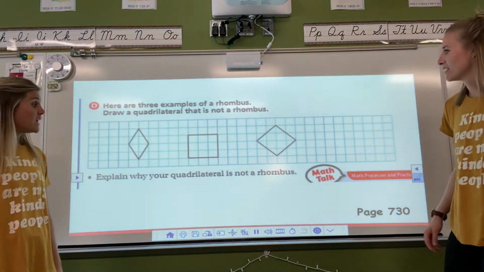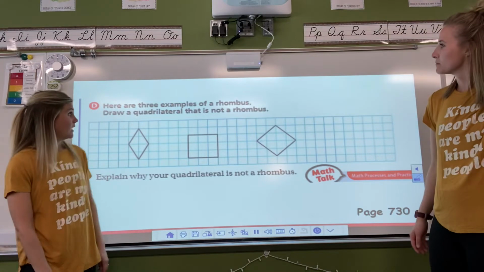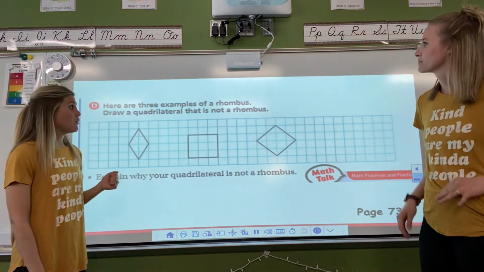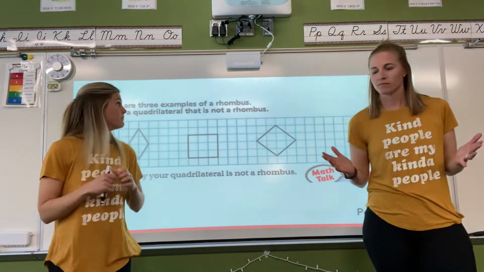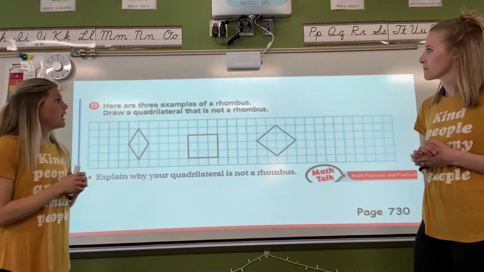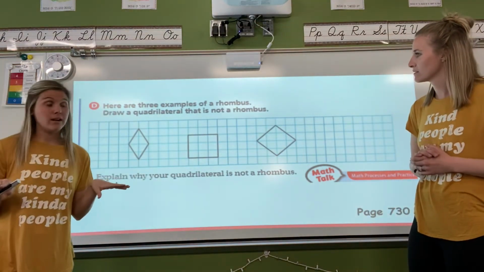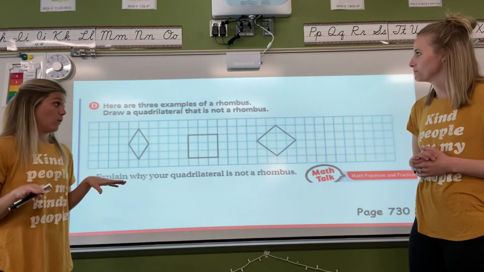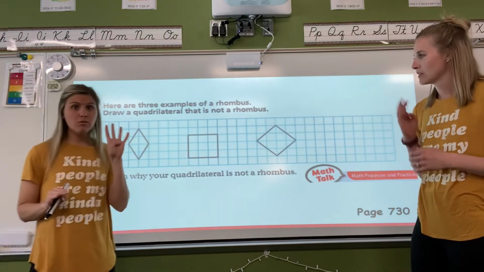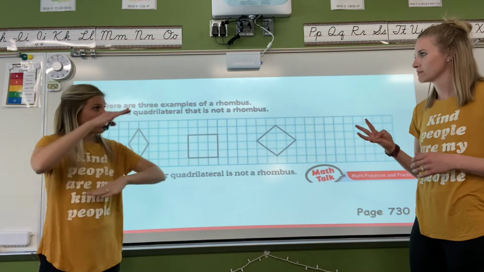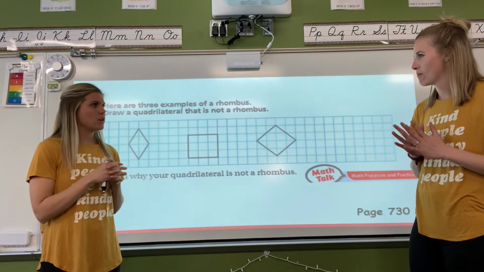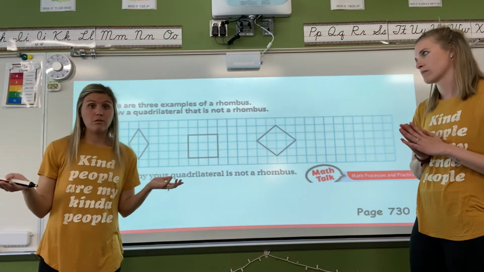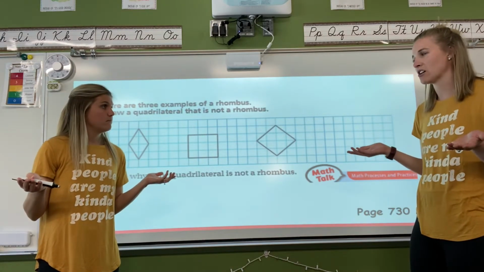All right, we're on page 730. It says here are 3 examples of a rhombus. Remember, a rhombus is a square, but it can be tilted. So it says draw a quadrilateral that is not a rhombus. So a rhombus has to have 4 equal sides, but it doesn't have to have all right angles. So I want to draw a shape that maybe doesn't have 4 equal sides. I would think that would be a good idea.